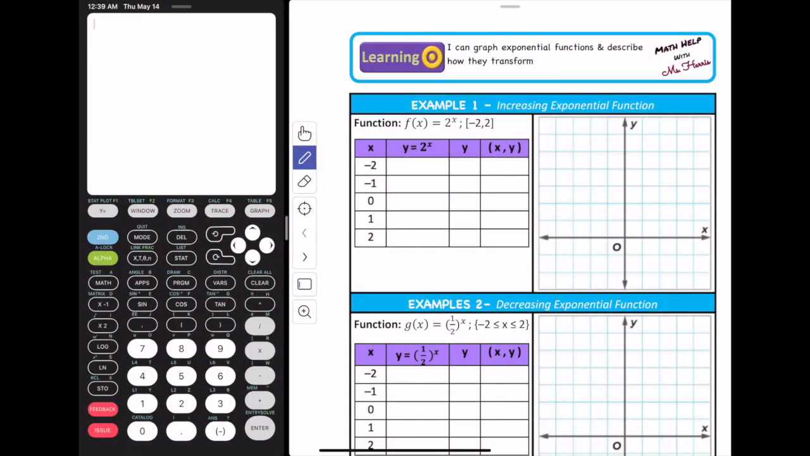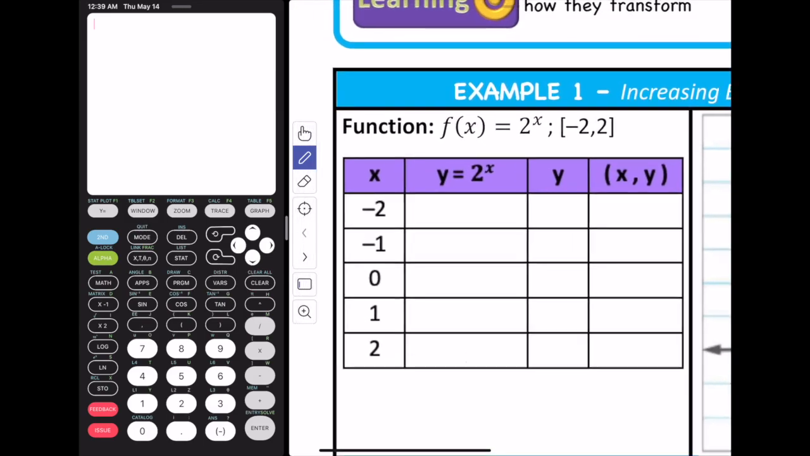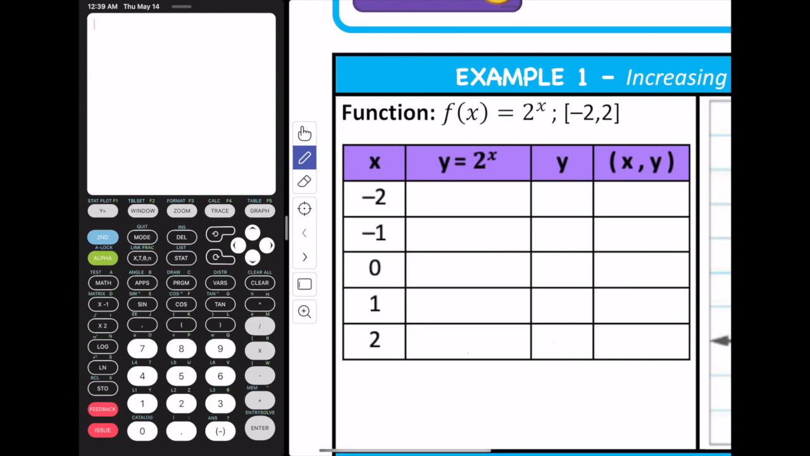So for our first example, we're going to look at an increasing exponential function. We're specifically looking at the function f of x equals 2 to the x power. And then we see we have in brackets -2, 2. This is interval notation telling us that our domain for this function is just going to be from -2 to 2 for our x values. And because they are including the -2 and the 2 with those brackets, we need to make sure we include those values in our x values when we are graphing this function.